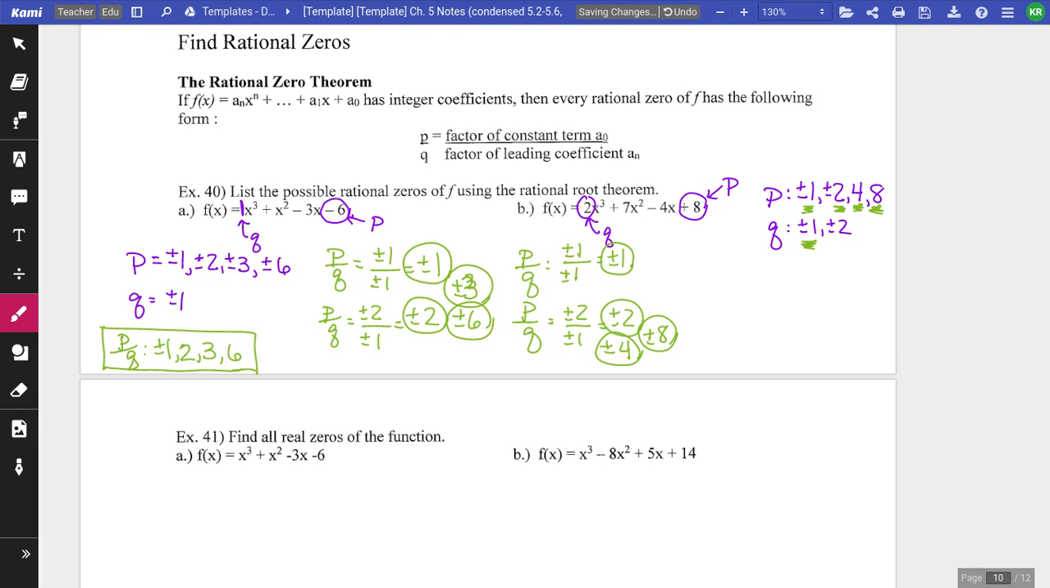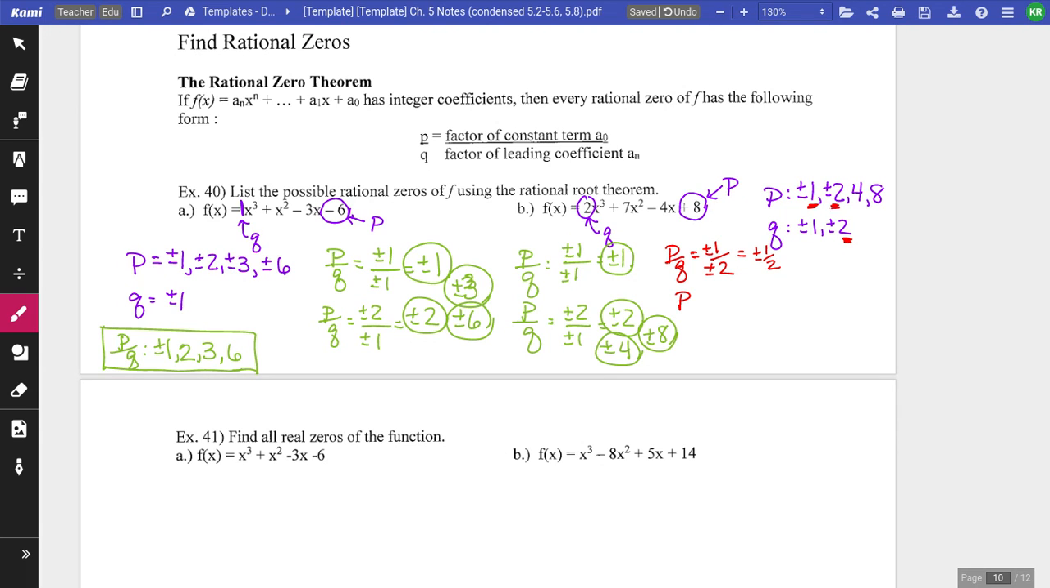Okay, now you also have a Q that's a 2, so we've got to divide everything by 2. So we're going to take our p's and divide them by the 2 from our q's. So p divided by q, I'm going to have plus and minus 1 divided by 2, so that's going to be plus and minus 1/2.